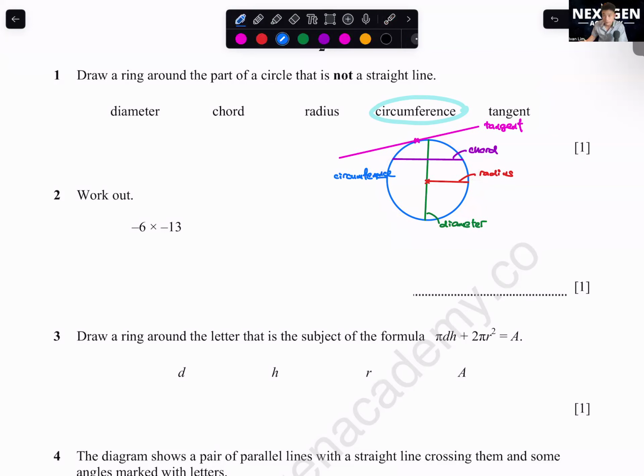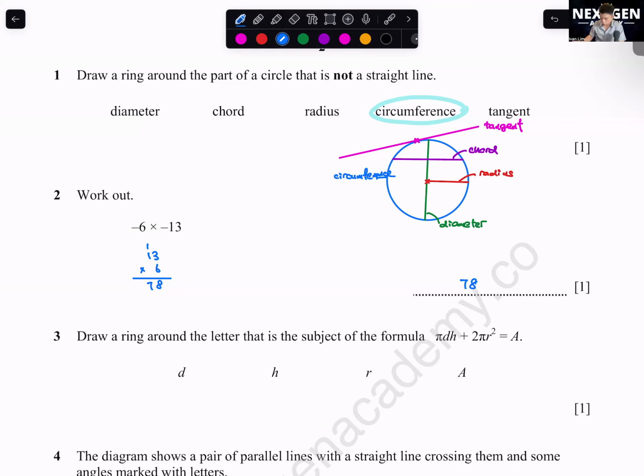The next one: -6 minus 13. I see Adam gave the answer already. Minus and minus will become plus, so 13 times 6. We do the manual way: 8, 7, so the answer is positive 78.